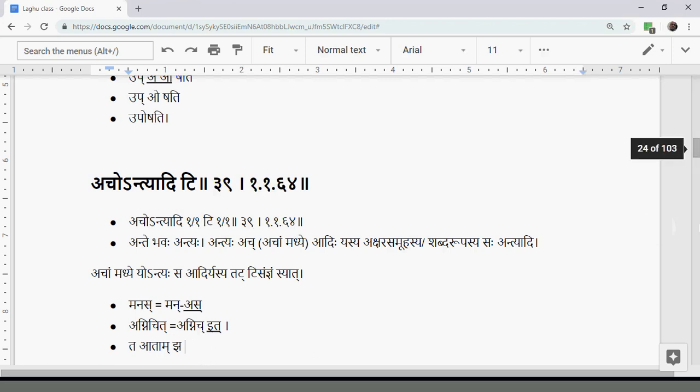So, ta atam jha, thas athaam dhvam, and id vahi mahin. These are the pratyayas. In this, if you look at what is the T for each of them, let us start looking at what the T is for each of them.